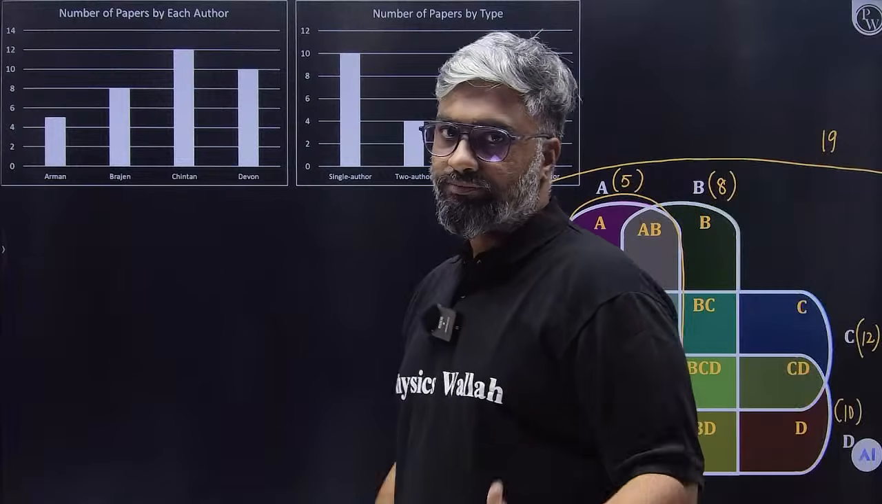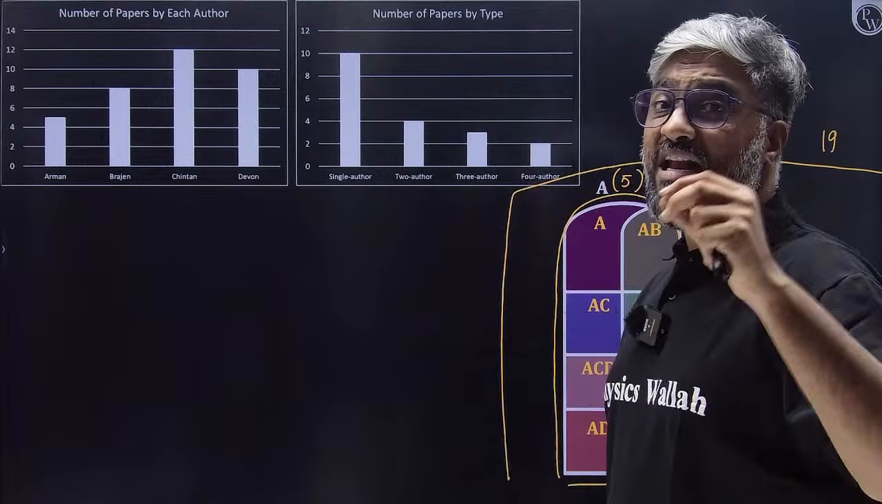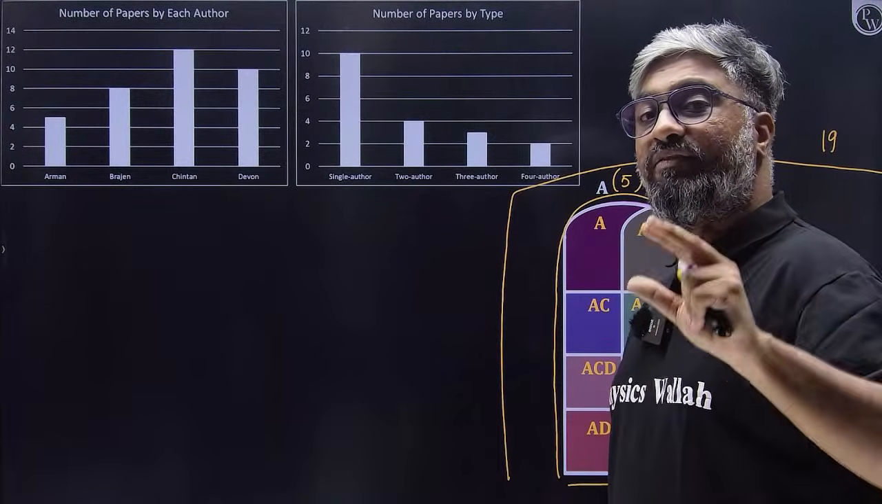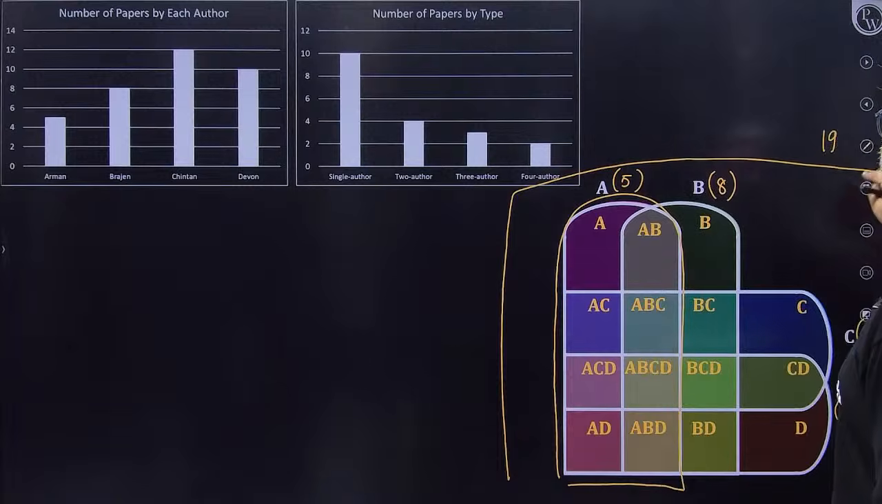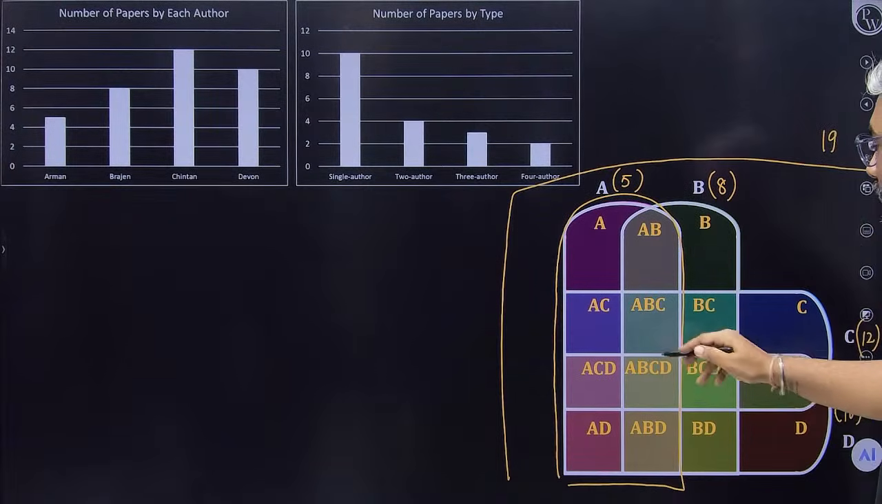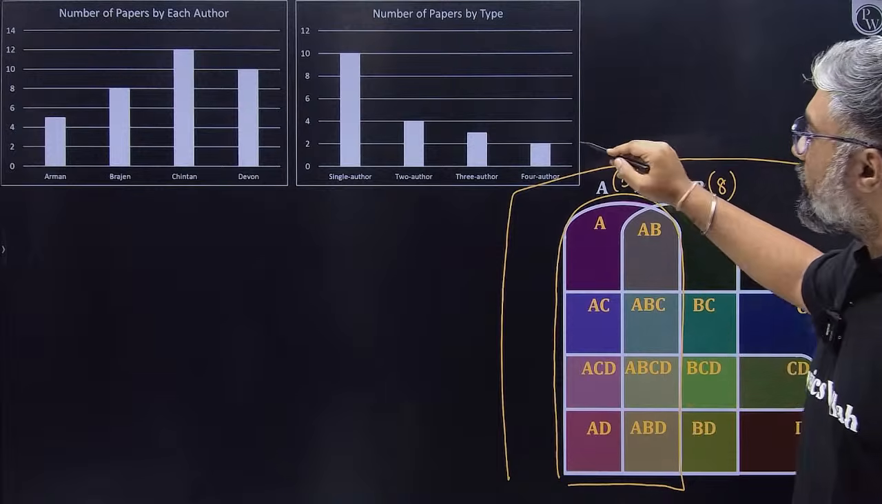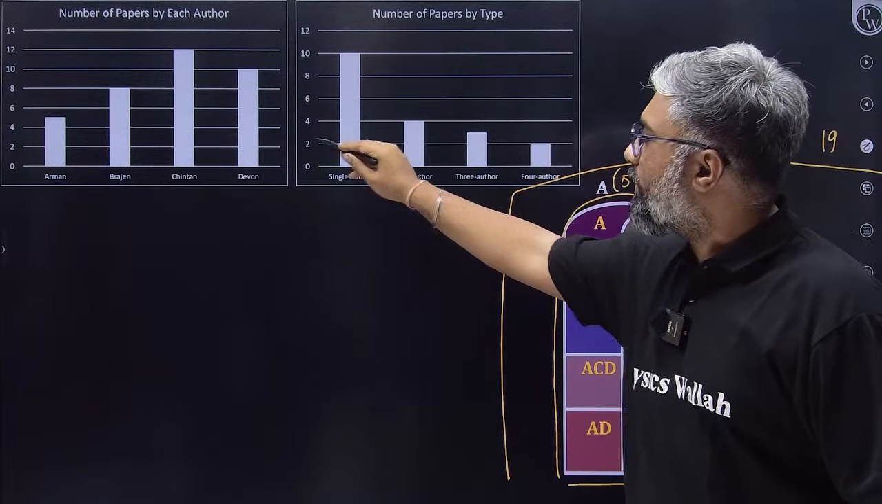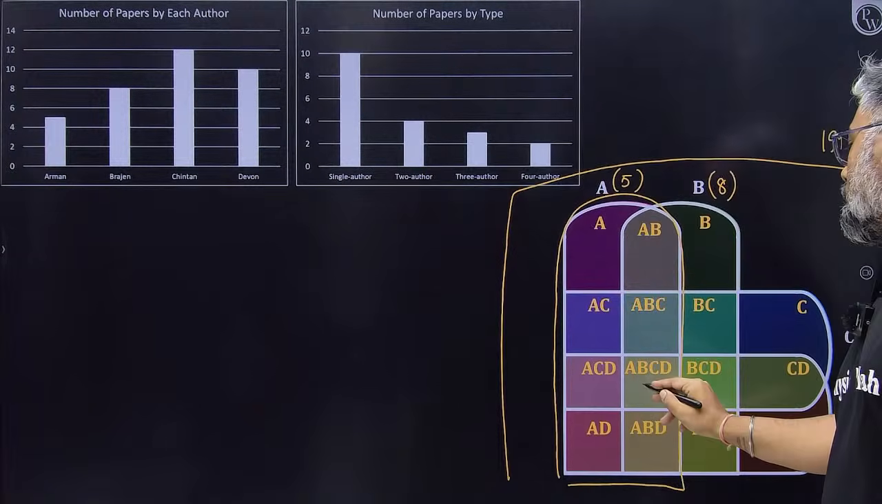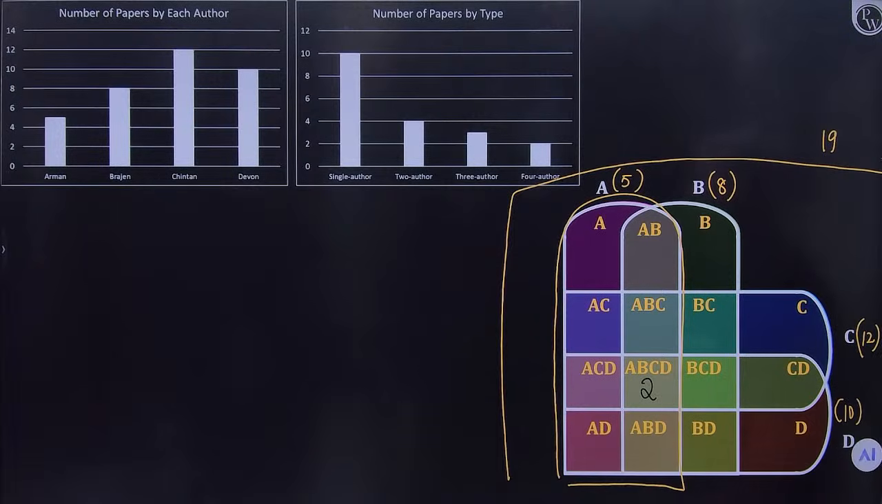Cool. Now, what value can you definitely put here? What value do you definitely know? I know for a fact that all 4 authors, A, B, C, D, how many papers? 2 papers, correct? 2 papers are written by all the 4.